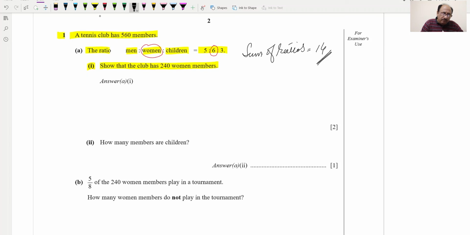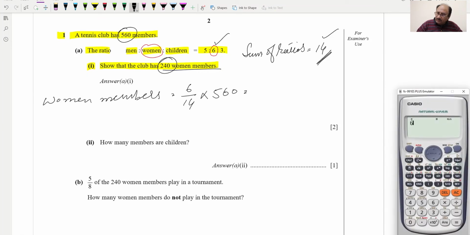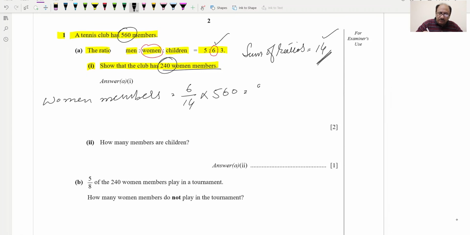Now for women members, this will be 6 out of 14, multiplied by the total which we are having, 560. So we simplify 6 divided by 14 and multiply by 560. This gives us 240. So 240 women will be our answer, which is the 2 marks part which we have done.